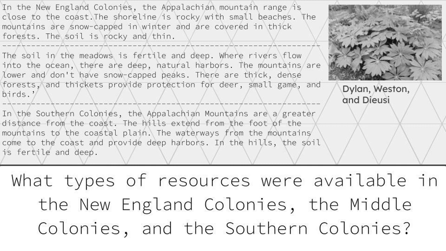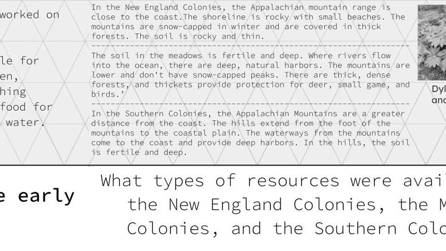In the southern colonies, the Appalachian Mountains are a greater distance from the coast. The hills extend from the foot of the mountains to the coastal plain. The waterways from the mountains come to a coast and provide deep harbors. In the hills, the soil is fertile and deep.